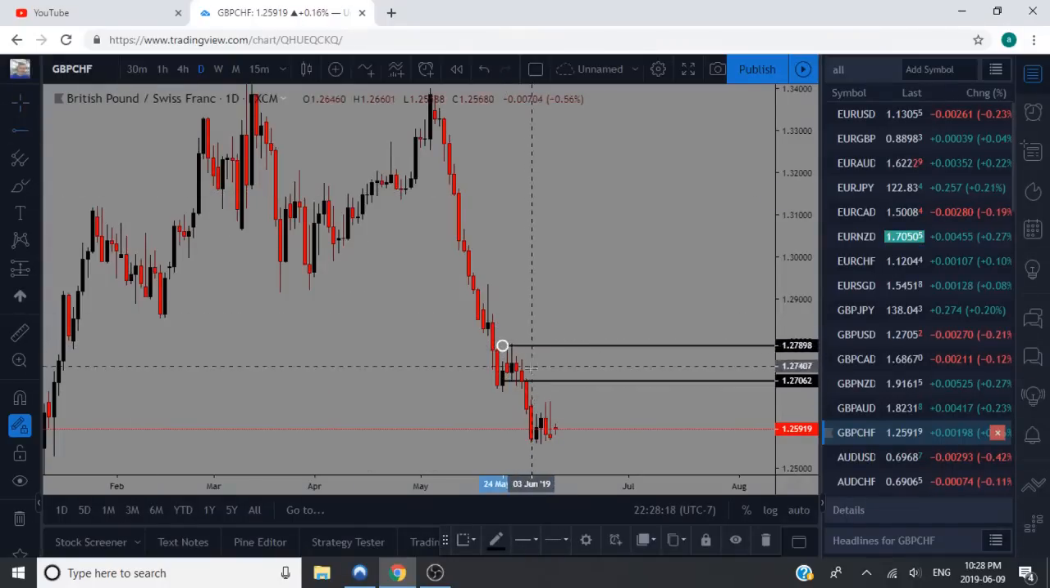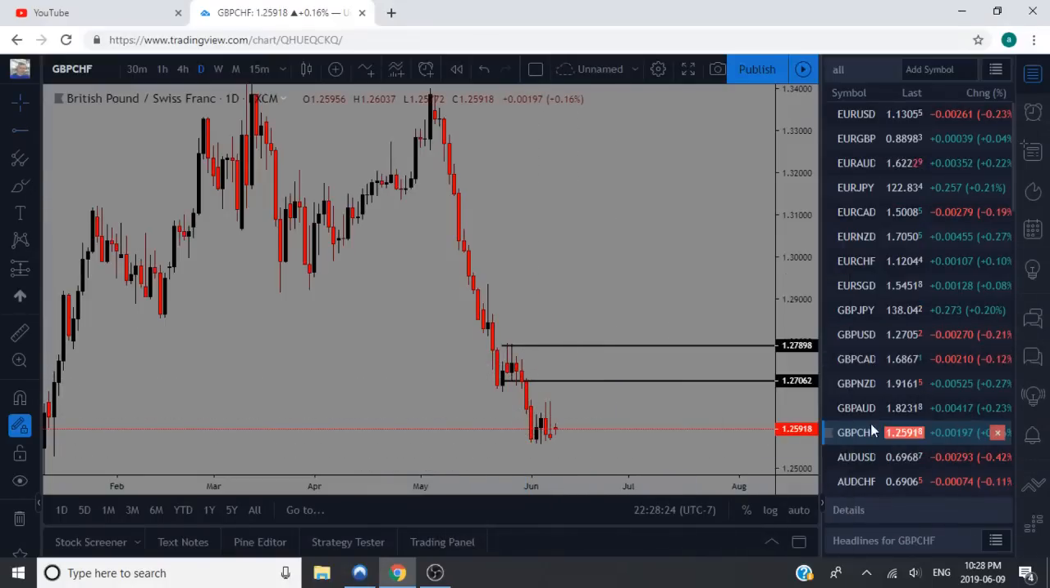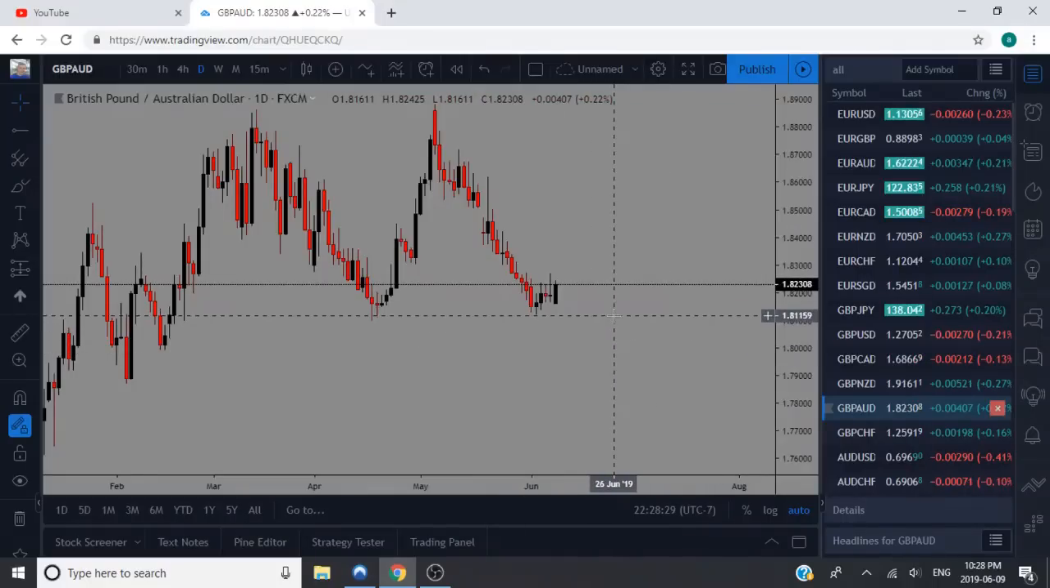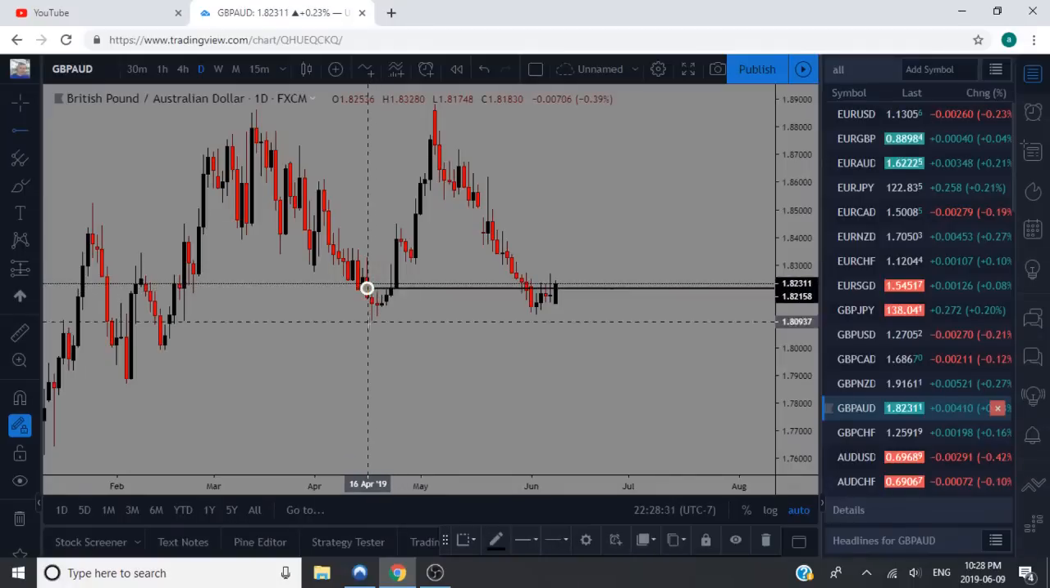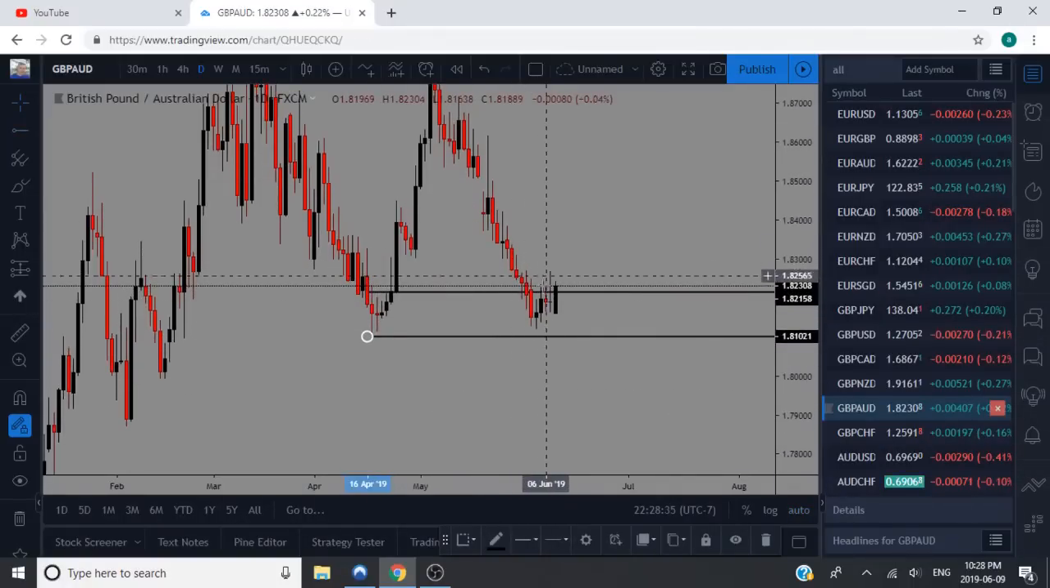This is the only selling opportunity I see. I'd be waiting right now. Let's keep going. Pound Aussie. Not the biggest fan. I like this zone. I don't like any of the supply.